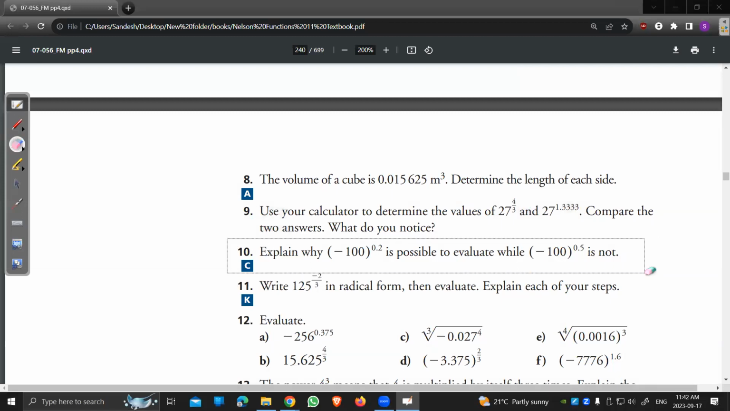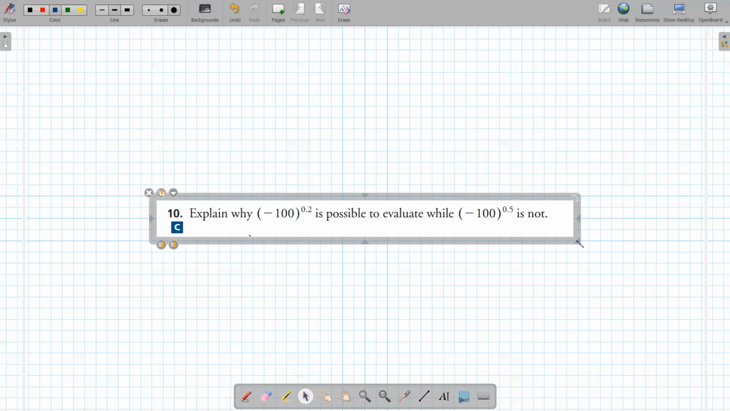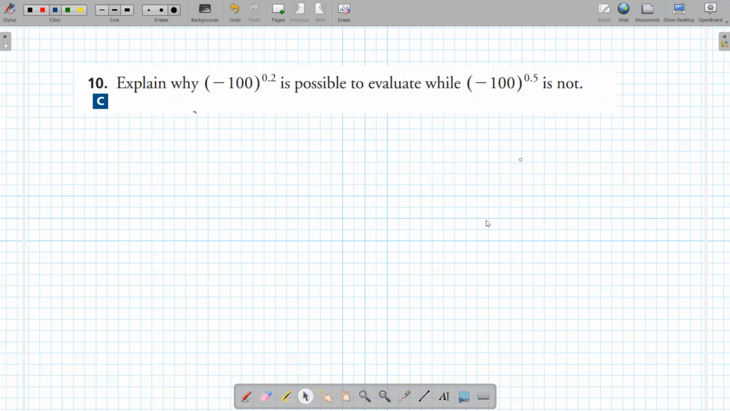This one, communication problem. Explain why negative 100 to the 0.2 is possible, and why negative 100 to the 0.5 is not possible. What's our approach here? It's a communication problem, so there's a lot of ways to answer this. There's no one right answer. Any ideas?